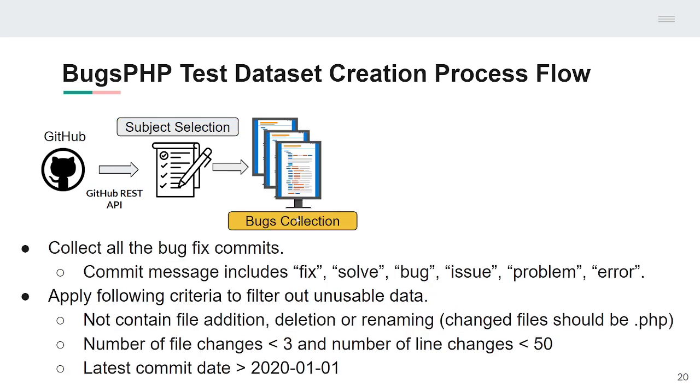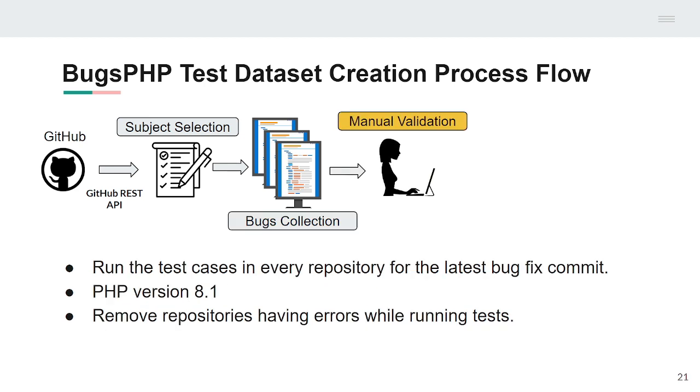The next step is bug collection. First we clone all the repositories that we selected in the previous step. Then we collect all the bug fix commits with these terms in the commit message: fix, solve, bug, issue, problem, error. Then we apply the following criteria to filter out unusable data. Next step is manual validation.